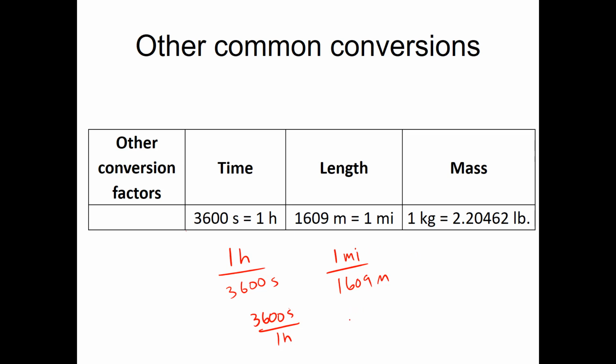And same thing over here, 1609 meters is 1 mile. And so forth and so forth. So 1 kilogram over 2.20462 pounds. So let's take a look at these conversions. First of all, a basic conversion. Let's change 32 centimeters to meters.